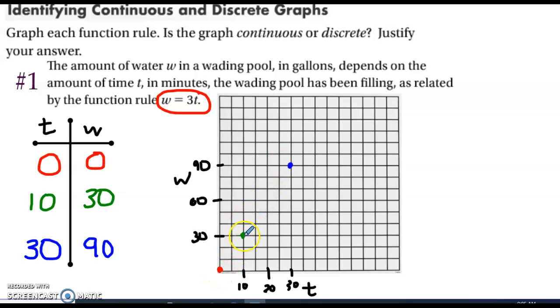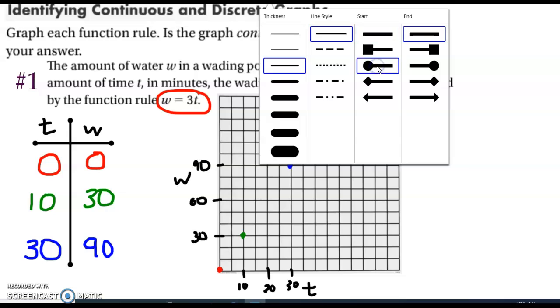Well, I went from 0 to 10. I could have spent 5 minutes. I could have spent 5.5 minutes. I could have spent 13 minutes. I could do all of the fractions and decimals and integers here in between. So I can't go past 0.